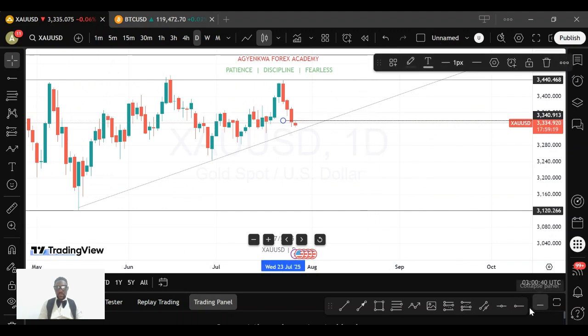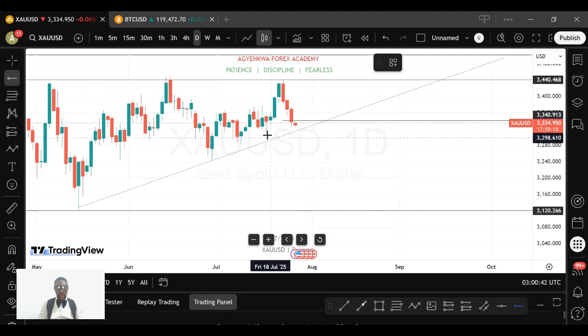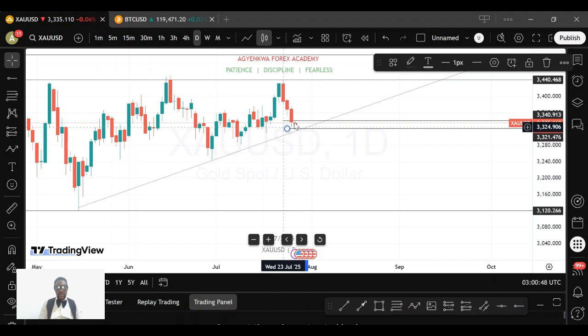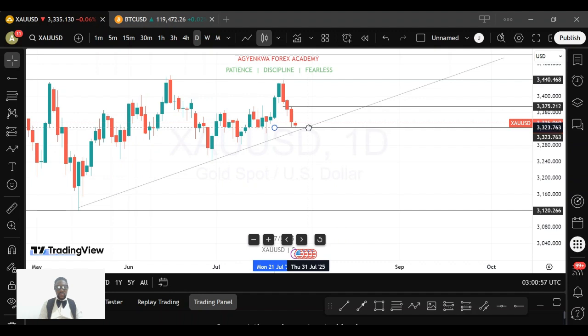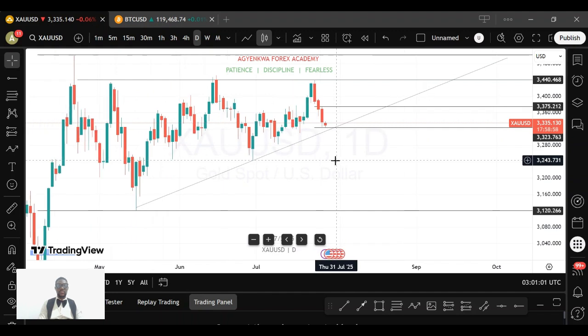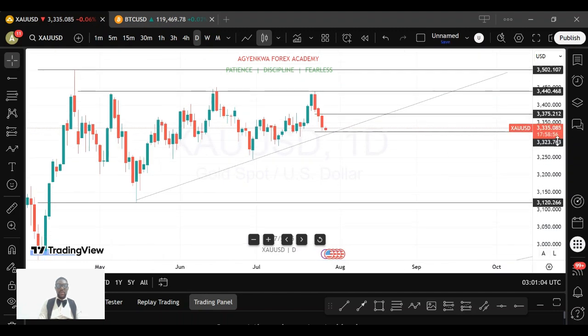Okay, so that is our daily high. This is our current daily candle. So this is our previous daily high and current daily low. So with this, we can move to our 4 hour time frame.